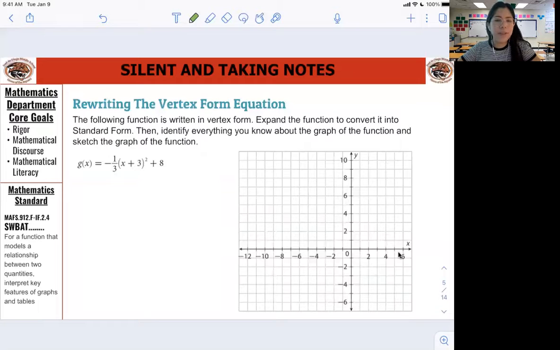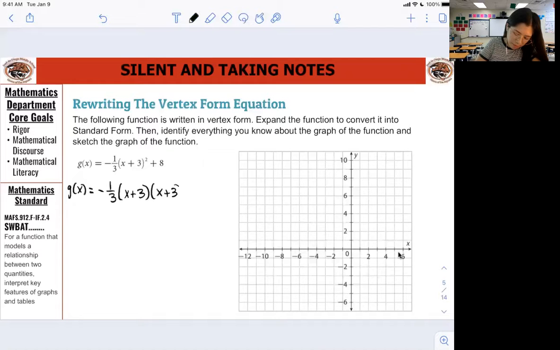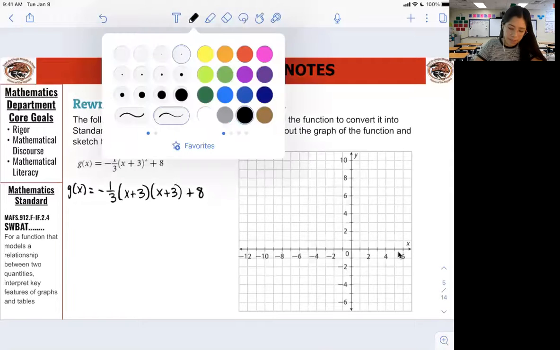All right, I have a fraction, but let's not get too crazy with it. I think it's going to be just fine. Don't get scared. Fractions are okay. What should I do first? We FOIL. So I have x plus 3 times x plus 3, oops, plus 8. Okay, FOIL. Here we go.